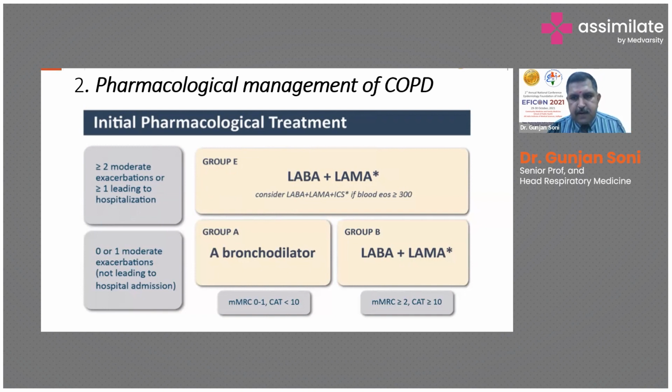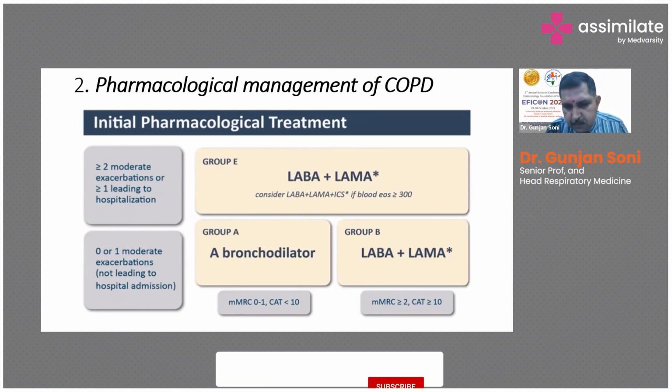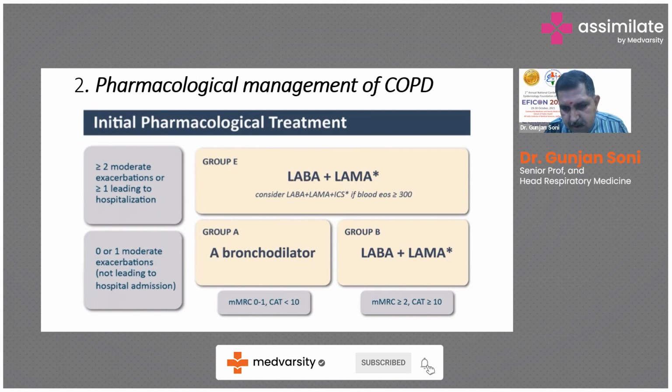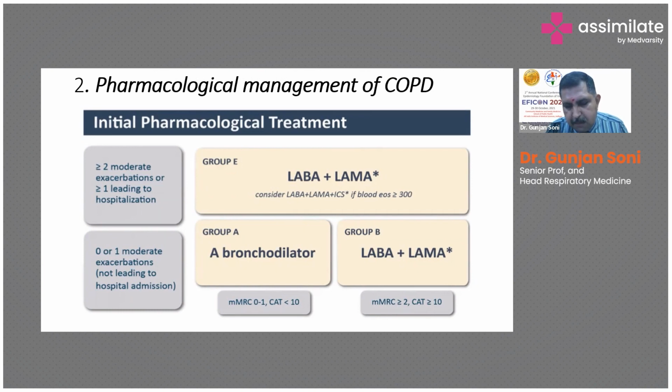If the eosinophil count is more than 300, then we use the inhaled corticosteroid. In group A, when the symptoms are less severe, we use a bronchodilator. We will use a LAMA here, and in group B, a combination of LABA and the LAMA. When the mMRC score is more than 2 or the CAT score is more than 10, group B patient will be requiring a LABA and a LAMA.